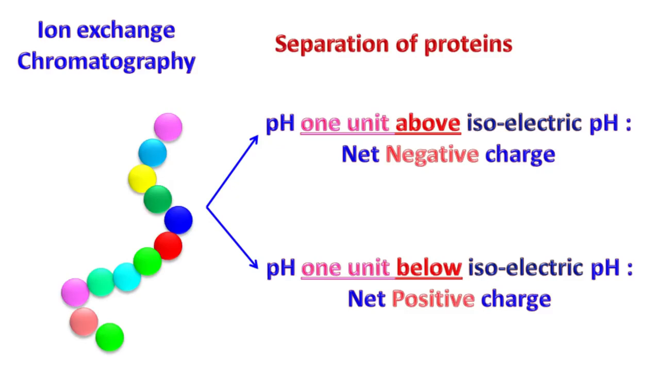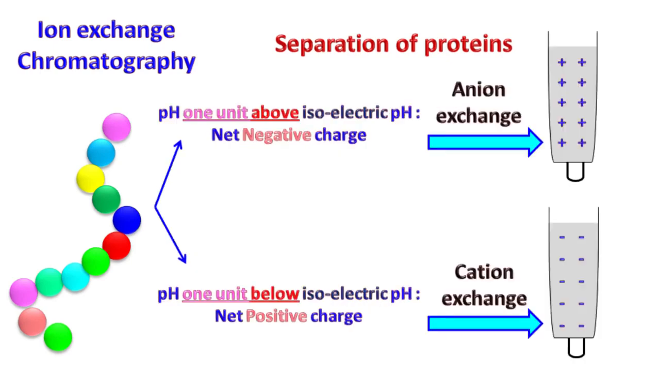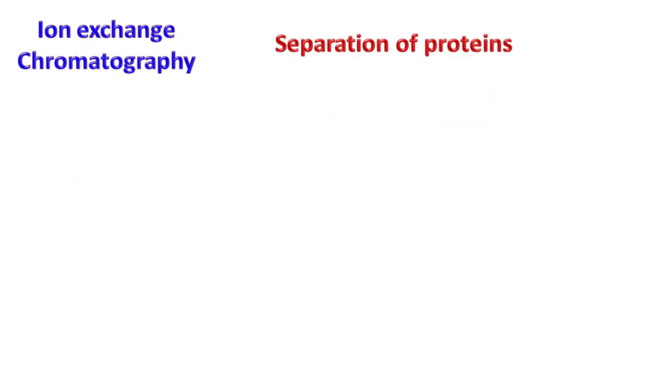Before proceeding further, it must be checked at which pH the protein is stable. If the protein is stable at pH 1 unit above isoelectric pH, then anion exchange chromatography is preferred as the protein will have a negative charge. And if the protein is stable 1 unit below the isoelectric pH, then cation exchange chromatography is preferred as the protein will have a positive charge.